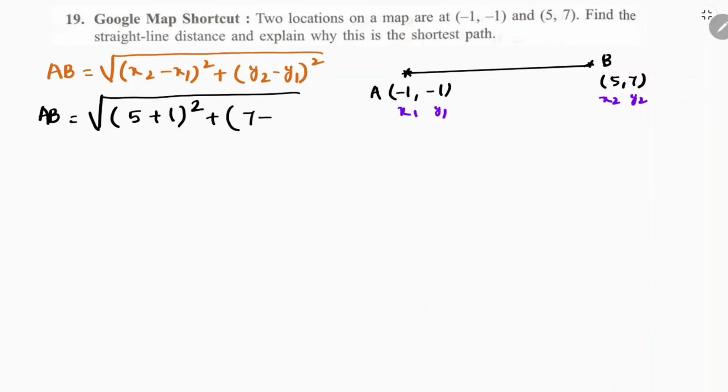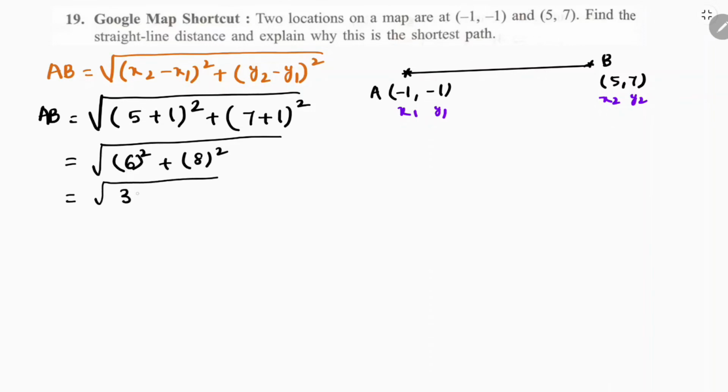Y2 is 7. In the formula we have minus. But if you'll see y1, it is again minus 1. So minus of minus plus 1 whole square. So 5 plus 1, 6 square, 7 plus 1, 8 square. 6 square is 36, 8 square is 64. So 36 plus 64 is 100, which is 10 units. Root 100 is 10 units.